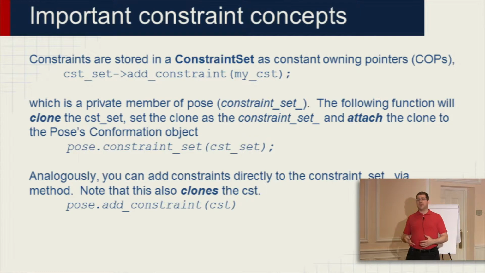So in the Rosetta implementation, these different constraints are stored in a constraint set as constant owning pointers, and they're added with the add constraint function. The constraint set is then stored as a member of the pose. So each pose has its own set of constraints. You can attach an arbitrary constraint set to a pose using the constraint set function. And you can additionally add single constraints with the add constraint function as well.